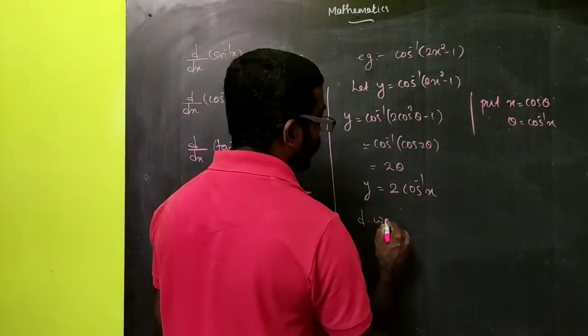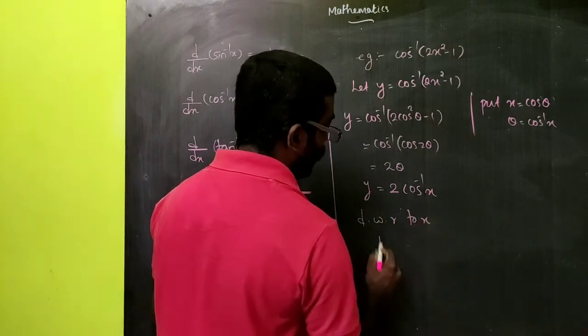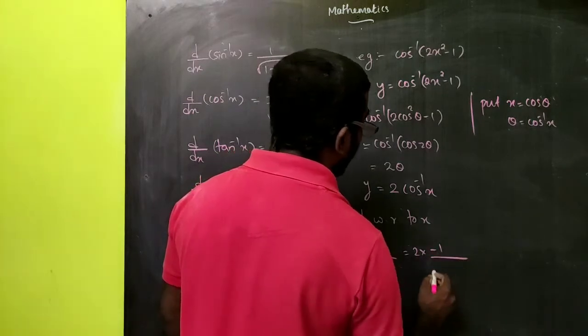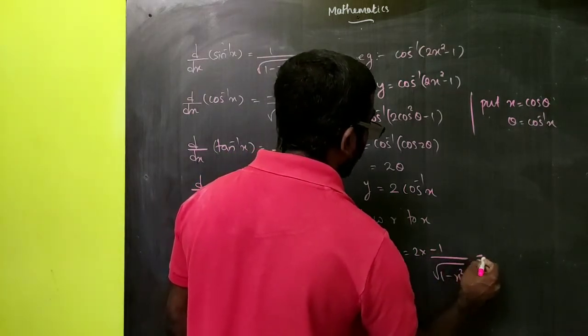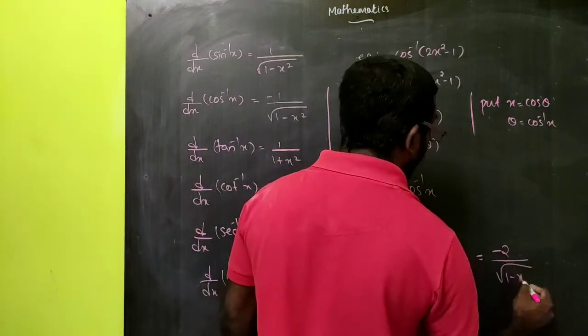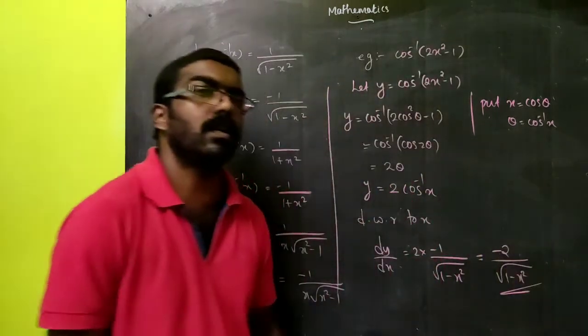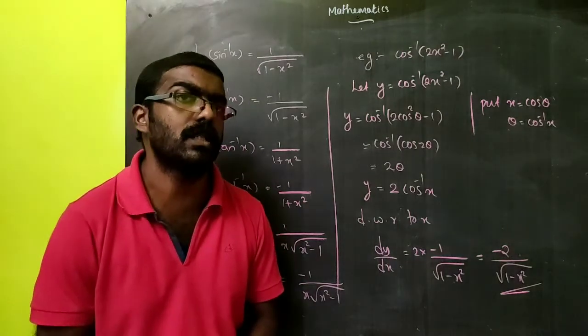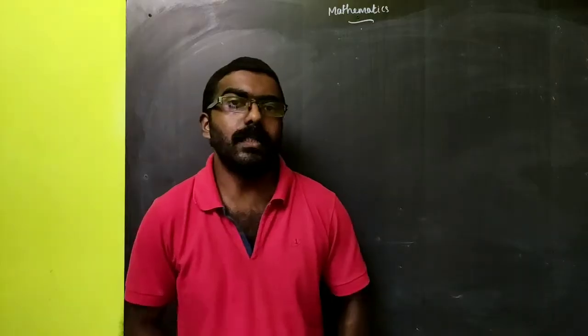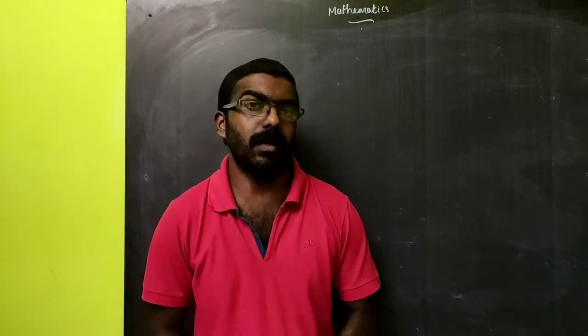Now we can differentiate with respect to x. dy by dx is equal to 2 into minus 1 by root of 1 minus x square, or we can write minus 2 divided by root of 1 minus x square. Similarly, you can solve any problems related to inverse trigonometric functions. Clear? Next is exponential and logarithmic functions.